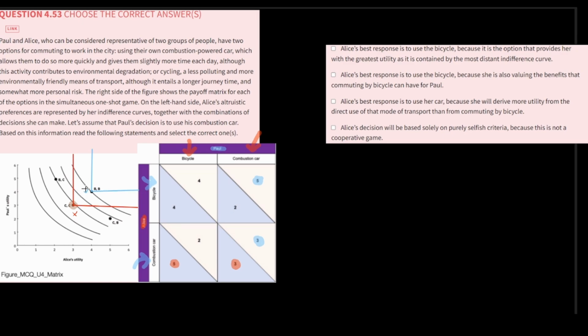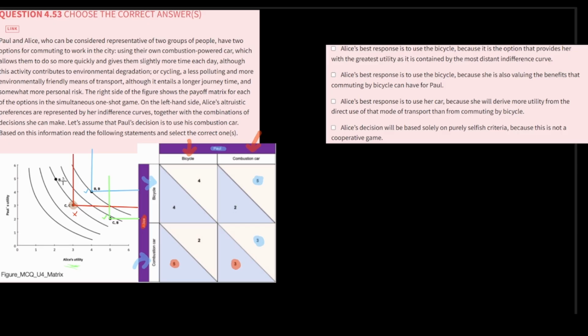And on our highest indifference curve, CB, that is Alice drives her car, Paul bikes. Where does that put us? That puts us something like that. Again, nothing Pareto dominates it, so that is Pareto efficient. Keep in mind, with Alice driving and Paul taking a bike, this point is actually a higher level of utility, a higher happiness, than our Nash equilibrium.